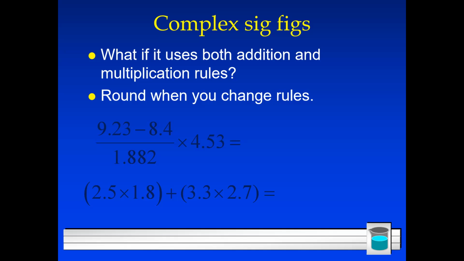Not plus, sorry, clear, times. I don't know what I'm doing. 2.5 times 1.8. I hit the wrong thing. Yes, that is 4.3. Then we're going to do the next one, which is 3.3 times 2.7 first. That gives me 8.91. You notice that 8.91 has to be rounded to 8.9, because those are only two sig figs.